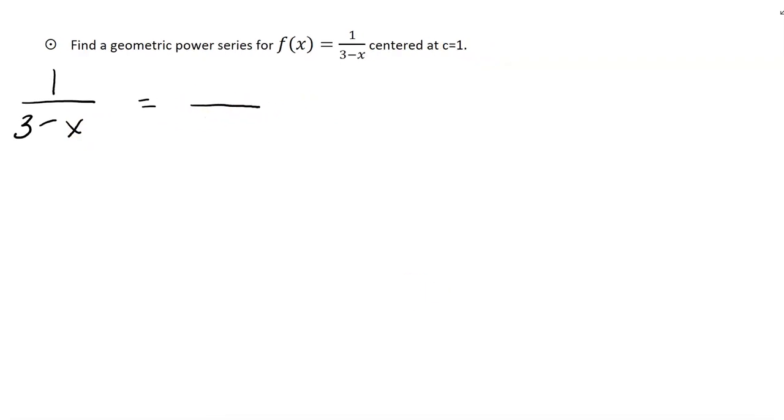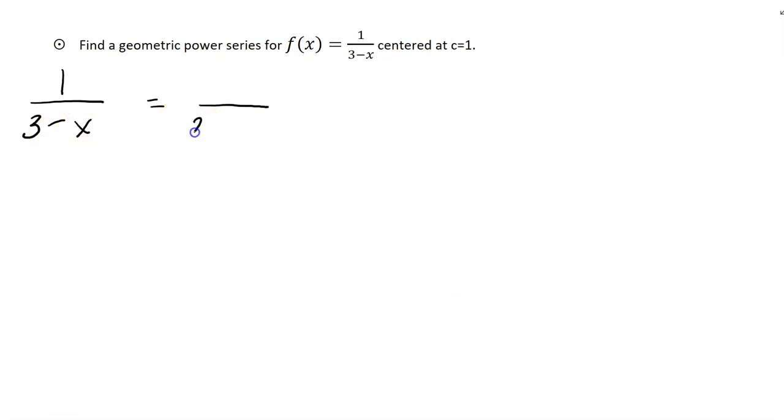Let's look at another example. It says find a geometric power series for f of x equals 1 over 3 minus x centered at x equals 1. So we're going to do a similar kind of trick to what we pulled before. I want to have centered at x equals 1, so I want to have an x minus 1 in this denominator. So what I'm going to do is break the 3 into a 2 plus 1. And then instead of having 1 minus x, I'm going to have minus x minus 1.